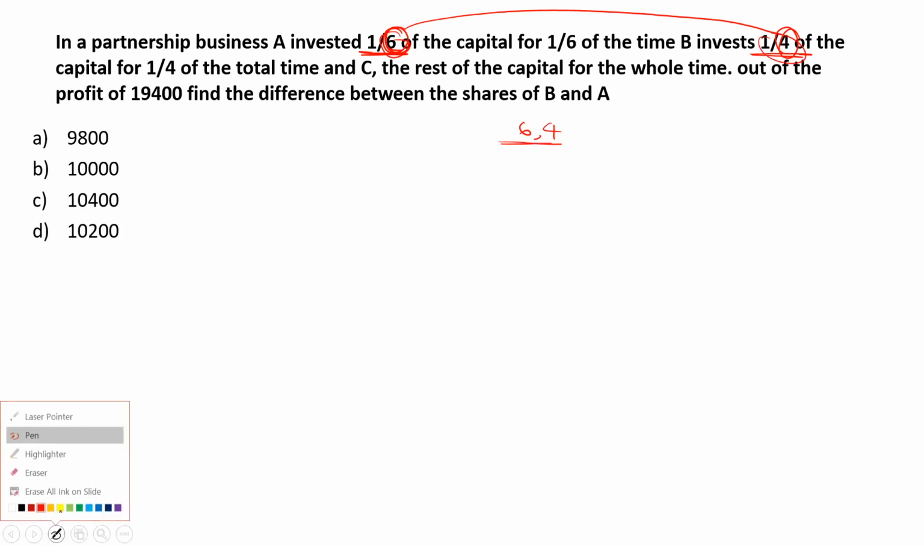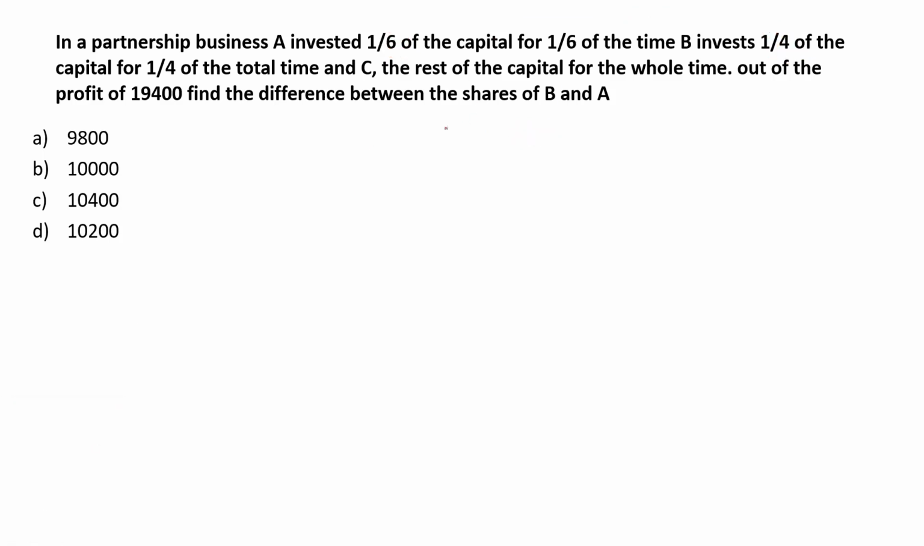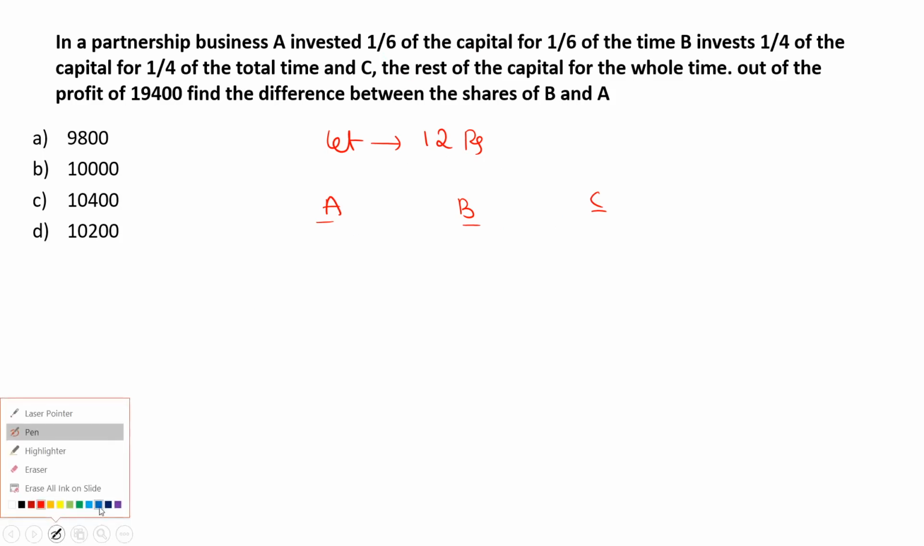So let us assume the capital as 12 rupees. Why? 12 is the common multiple of both 6 and 4. Now 12 can be divided into 6 parts and 12 can be divided into 4 parts also. So let us assume the total investment is 12 rupees. Then the investment of A, B, C would be: A invested 1/6 of the capital. 1/6 of the 12 rupees is nothing but 2 rupees. That means the investment of A is 2 rupees.